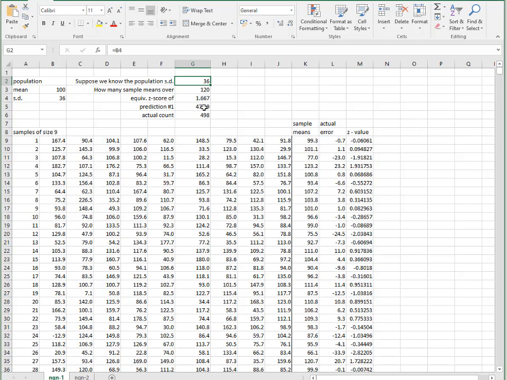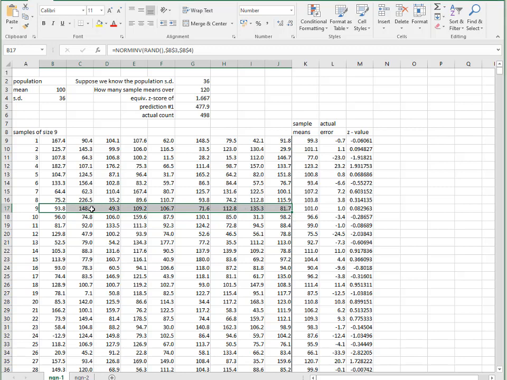So all of these calculations can't be done. Because we don't know the population standard deviation, what we need to do is, when you have your 9 numbers, you calculate the sample mean based on these, and you estimate the population standard deviation. And you estimate it using the sample standard deviation of these numbers here.